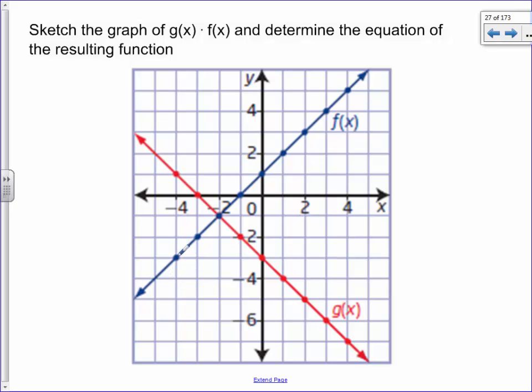So let's start over here at the lowest numbers I've got. We've got a 1 and a negative 3. So when we multiply 1 by negative 3, we get negative 3. So right on top of the blue one. Here I've got a 0 and a negative 2. But anything times by 0 is 0. Here's where it's going to change up a little bit. We have a negative 1 times by another negative 1. That makes it positive 1.